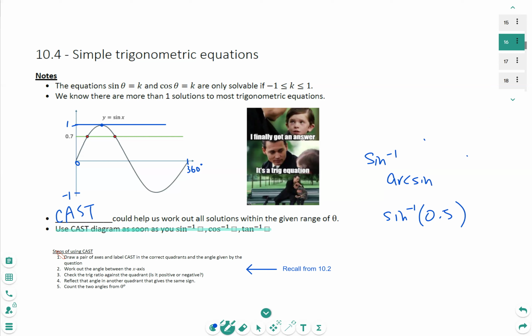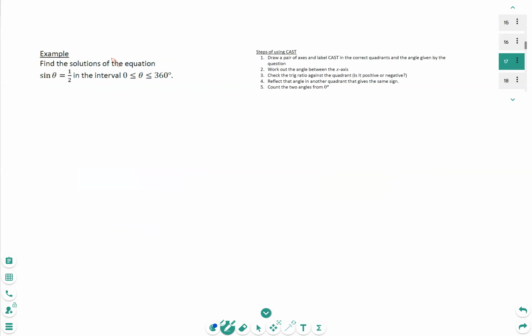So these are the steps of using the CAST diagram from 10.2. I'm not going to go through it again, so you can read it when you need to. Example: find the solutions of the equation sine theta equals a half, where the interval is between 0 and 360 degrees. First of all, to work out theta, we do inverse sine of a half on the other side. That's when we have to use the CAST diagram.